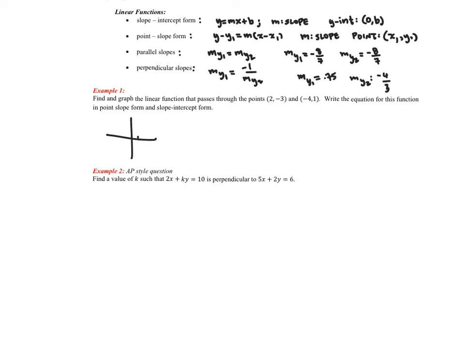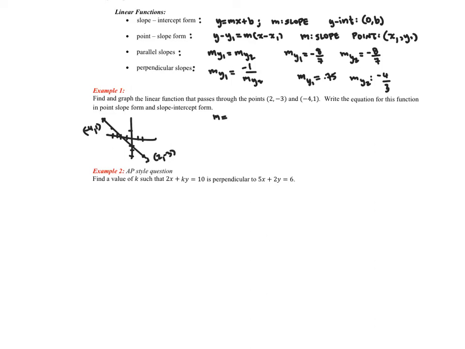So I've got 1, 2, 1, 2, 3. So here's the point 2, -3, and -4, 1, 1, 2, 3, 4, and up 1. That's the point -4, 1. So the equation of this line can be written in point slope form using those 2 points. So let's find the slope.